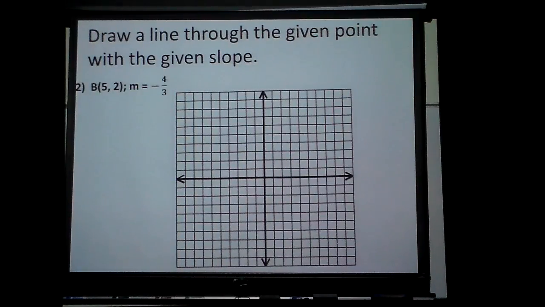Let's try a second one. Well, Coach Stoney, I can put a dot at 5, 2 pretty easy, but that negative, does it go with the 4 or with the 3? Great question. It can go with either one. So first off, let's just put it with the top one, negative 4.